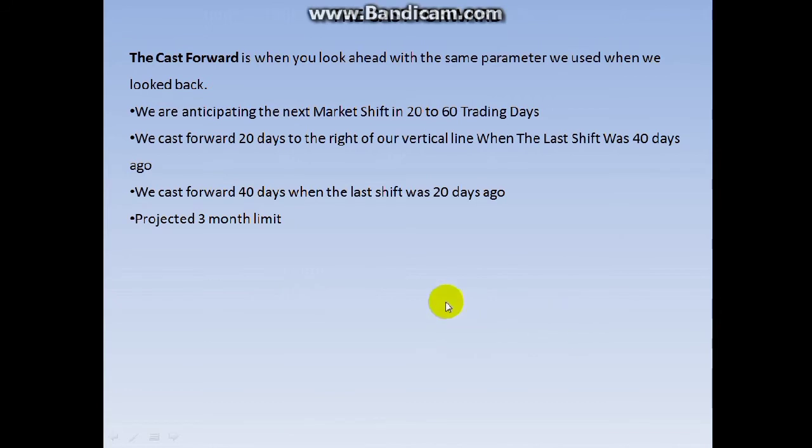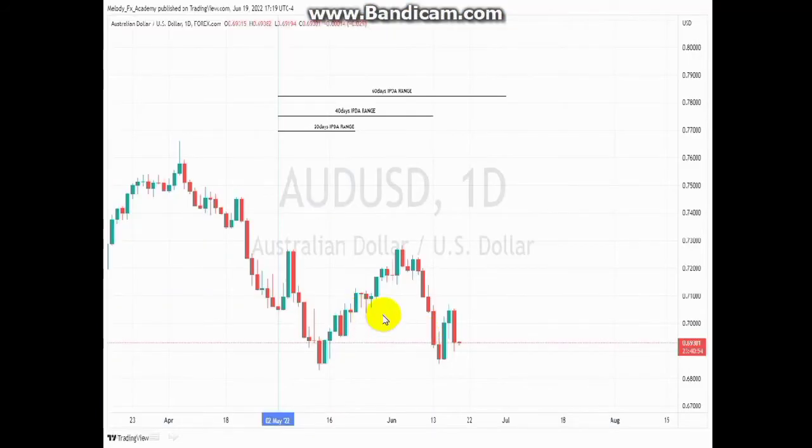We have a market structure shift that happens every 3 months, right? So now what the cast back and the cast forward help us achieve, this is what the cast forward looks like. Remember, the quarterly shift is all about change in structure within some specific number of months. We can use the 4 months or the 3 months, but in this case we are using the 3 month cycle.